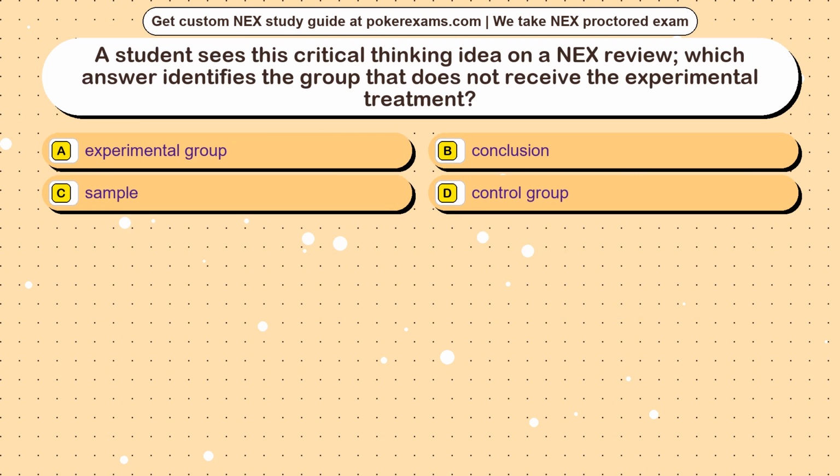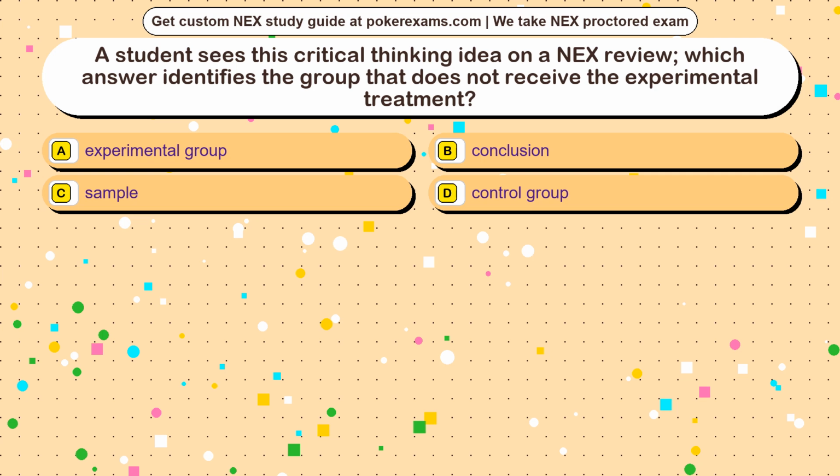Question 10. A student sees this critical thinking idea on a next review. Which answer identifies the group that does not receive the experimental treatment? Option A, experimental group. Option B, conclusion. Option C, sample. Option D, control group.